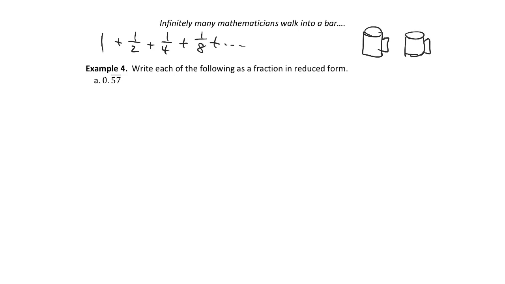Ha ha. Okay, so why is this a joke? I'm not even sure if it is a joke. Well, it's a joke because this is a geometric sequence, or geometric series. The first term is 1. The common ratio is 1/2, and the sum is equal to 2.